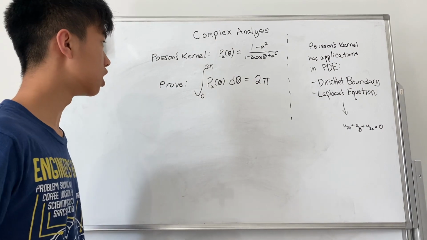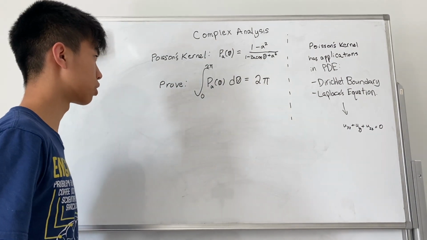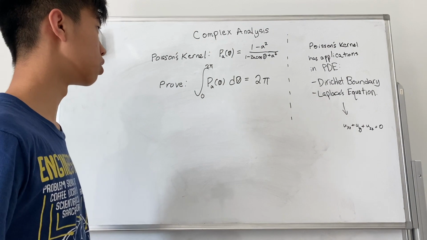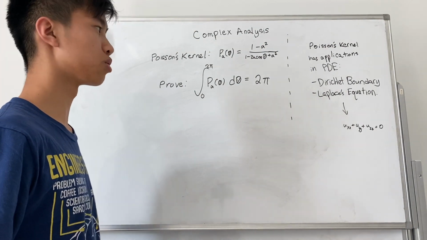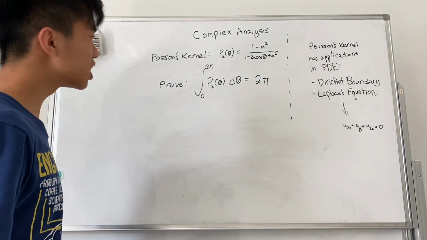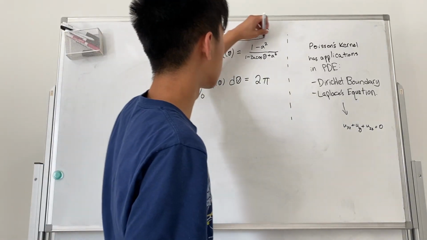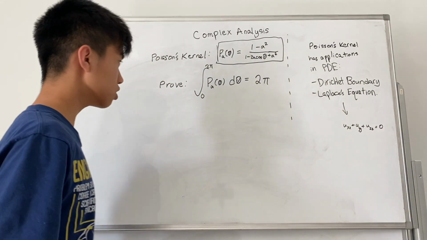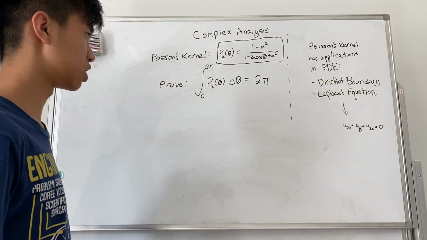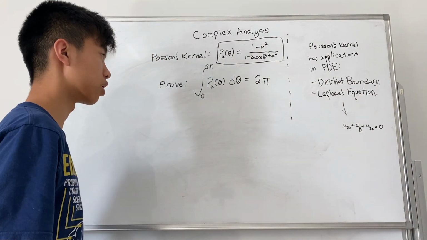More specifically, we'll be proving that the integral from 0 to 2 pi of Poisson's kernel with respect to d theta is equal to 2 pi. And what is Poisson's kernel? Well, Poisson's kernel is this funny looking expression here: (1 minus a squared) over (1 minus 2a cosine theta plus a squared).